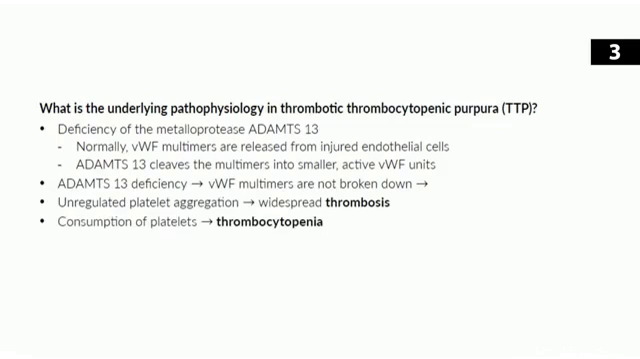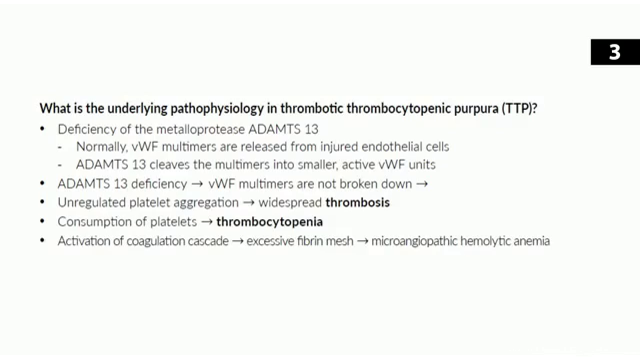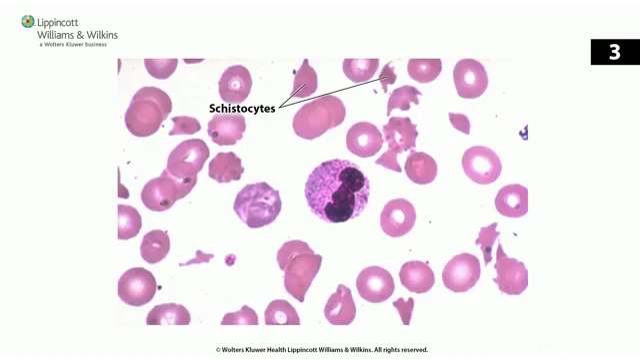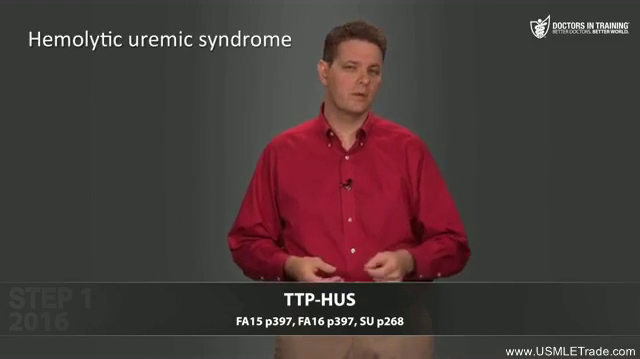And again, your platelets are being consumed, so you have thrombocytopenia. Then you also have some activation of the coagulation cascade, and all that excessive coagulation and fibrin mesh within the vessels will cause microangiopathic hemolytic anemia. And we talked about how things like TTP and DIC could potentially cause microangiopathic hemolytic anemia with intravascular hemolysis and schistocytes and elevated LDH.